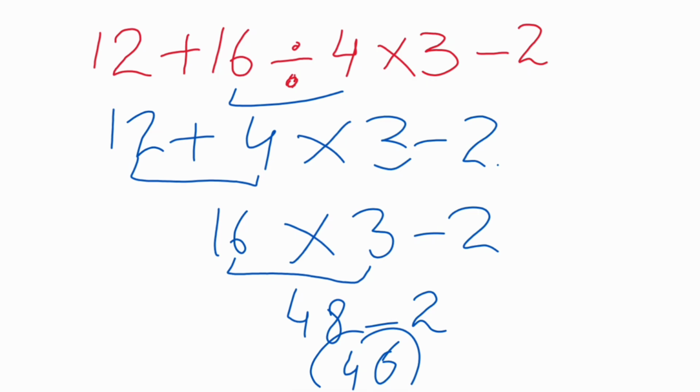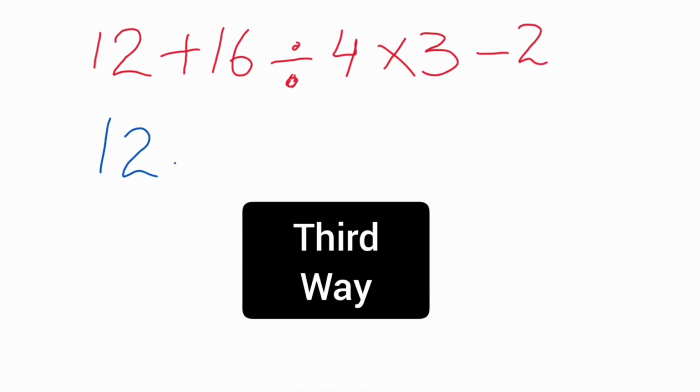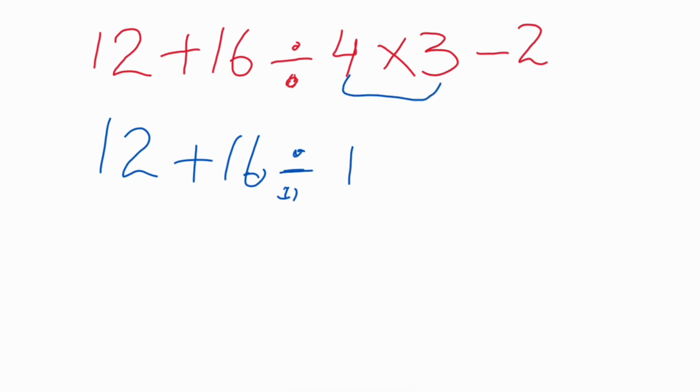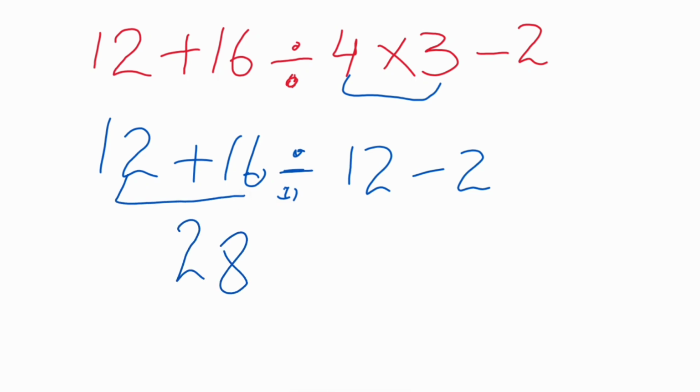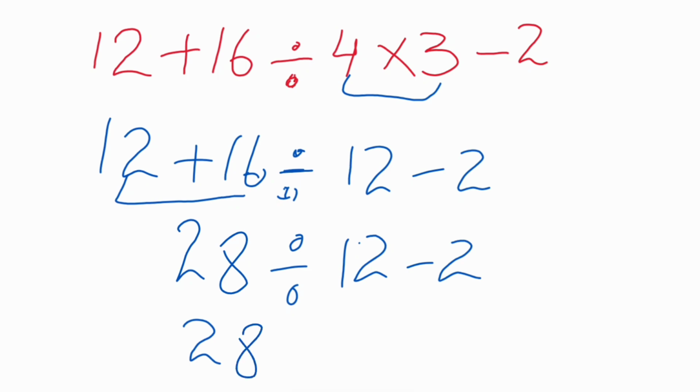Now solve this expression by the third way. 12 plus 16 divide 4 multiply 3, minus 2. 12 plus 16 equal to 28. Divide 4 multiply 3 equal to 12, minus 2. 28 divide 12 minus 2 equal to 10. So 28 divide 10 equal to 2.8.